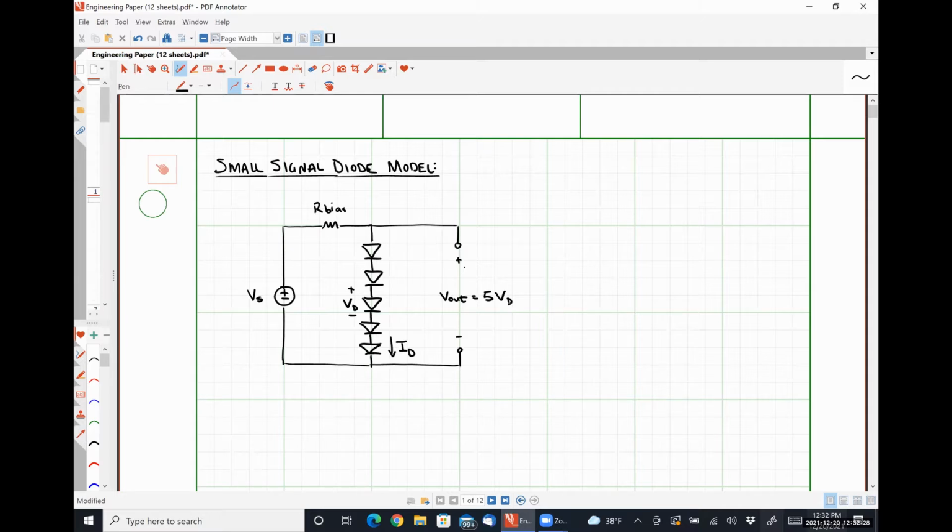Our goal here is to determine the output voltage of our system under the constraint that our supply voltage is 10 volts and our diodes have a saturation current density of 10 times 10 to the negative 15 amps. So let's start. How do we analyze this guy?